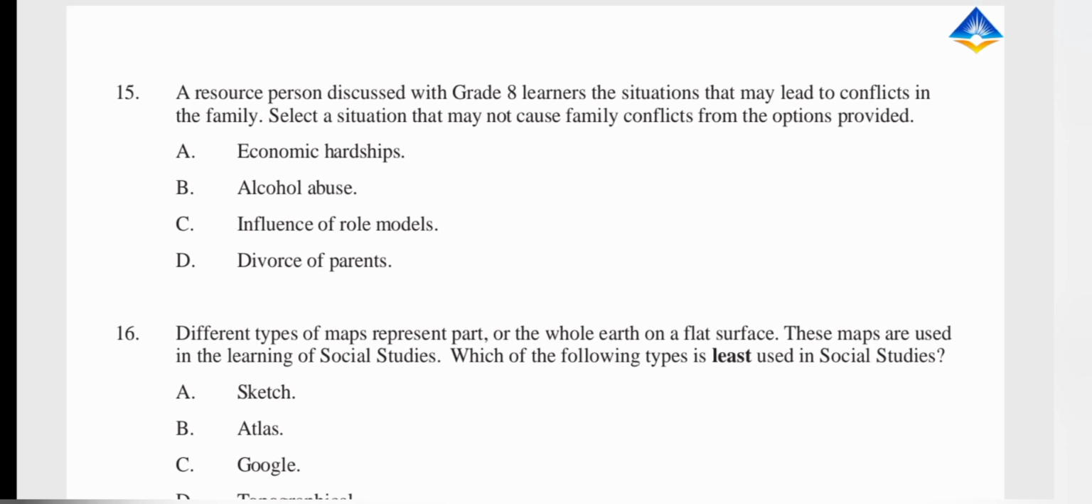A resource person discussed with grade 8 learners the situations that may lead to conflicts in their family. Select a situation that may not cause family conflicts from the options provided. Economic hardships, alcohol abuse, influence of role models, divorce of parents.